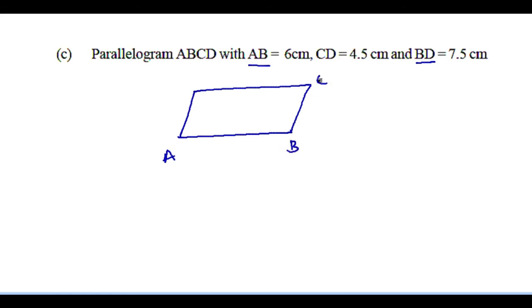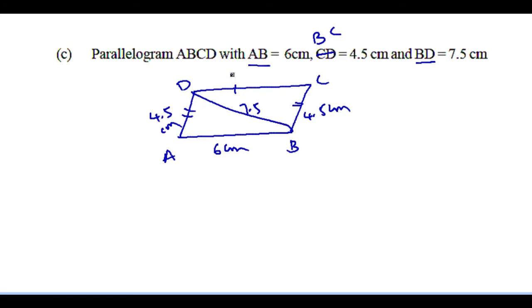So A to B is 6 centimeters, and in the question they have given a wrong value for the other side; you should take B to C as 4.5 centimeters, and the diagonal B to D they have given as 7.5 centimeters. And we know in a parallelogram opposite sides are equal, so you should take A to D as 4.5 centimeters and C to D as 6 centimeters. Now this is a rough sketch of the given question. Now let's go to the construction part.